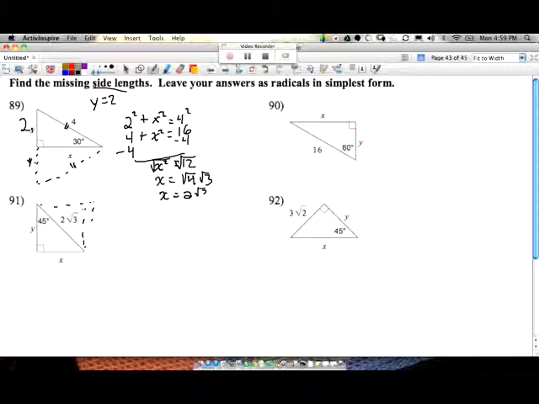We can simplify the 4 to just 2. So it's 2 radical 3. So there we go. X equals 2 radical 3, and y equals 2. No big deal, right? Okay, let's look at this square down here.